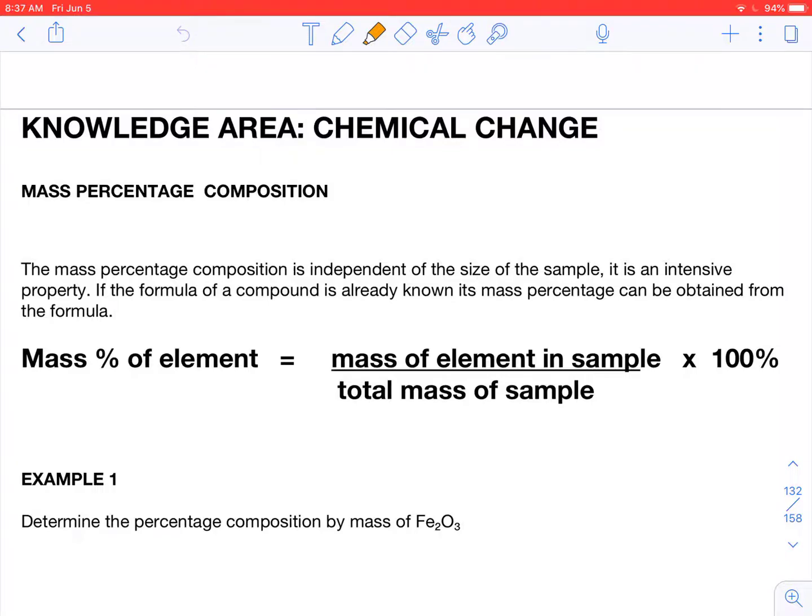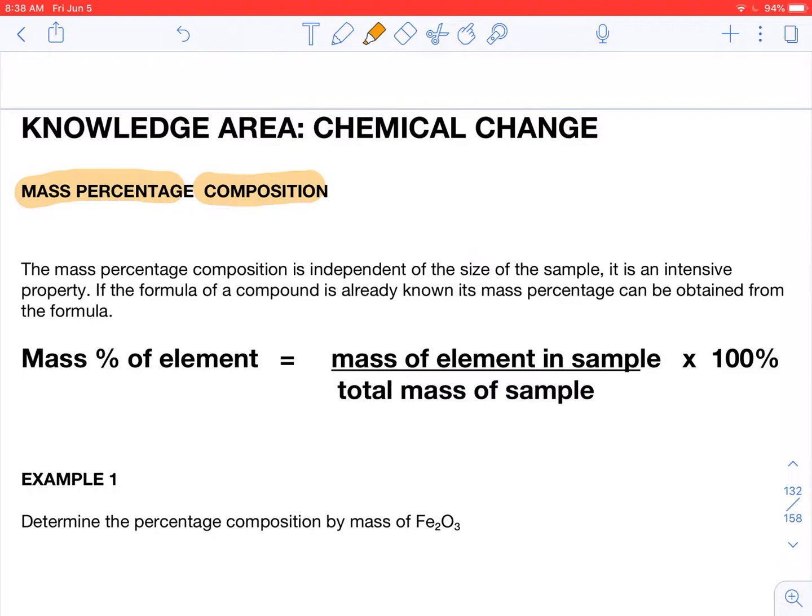We are looking at the knowledge area chemical change, and the topic is mass percentage composition. We need to ascertain the composition with respect to mass. So what does it mean? Composition in terms of mass: we want to know the relative mass of the elements in a compound, right?